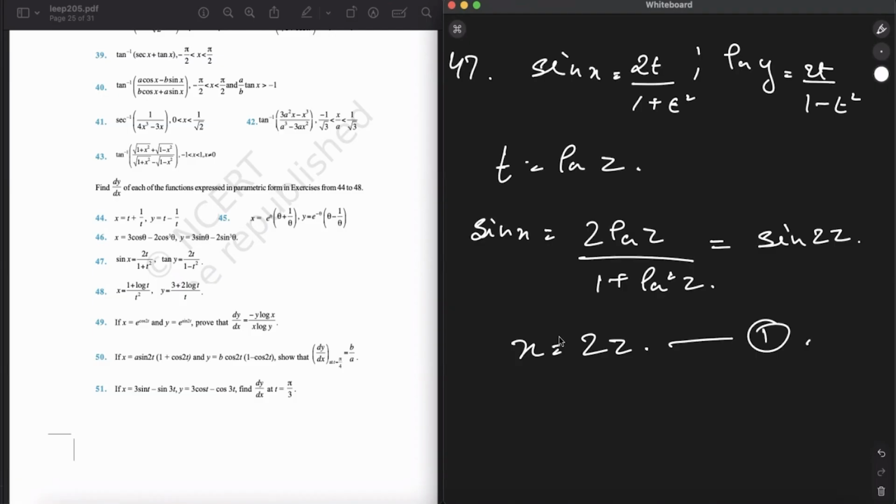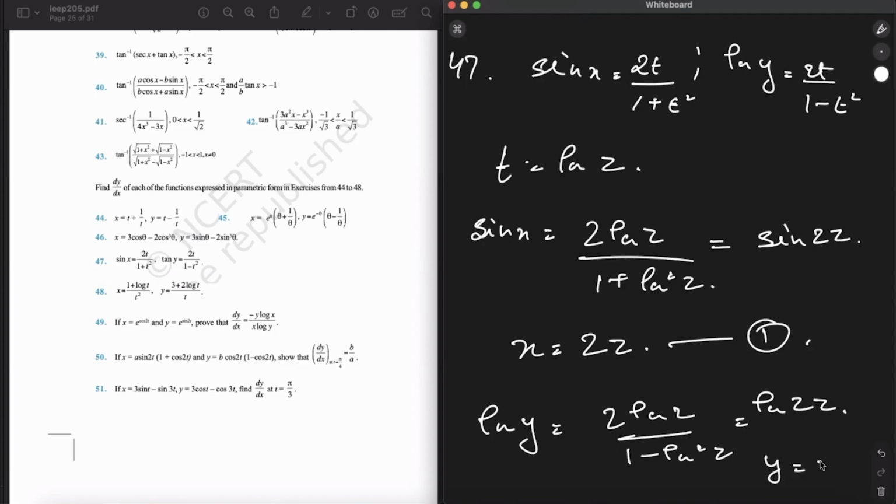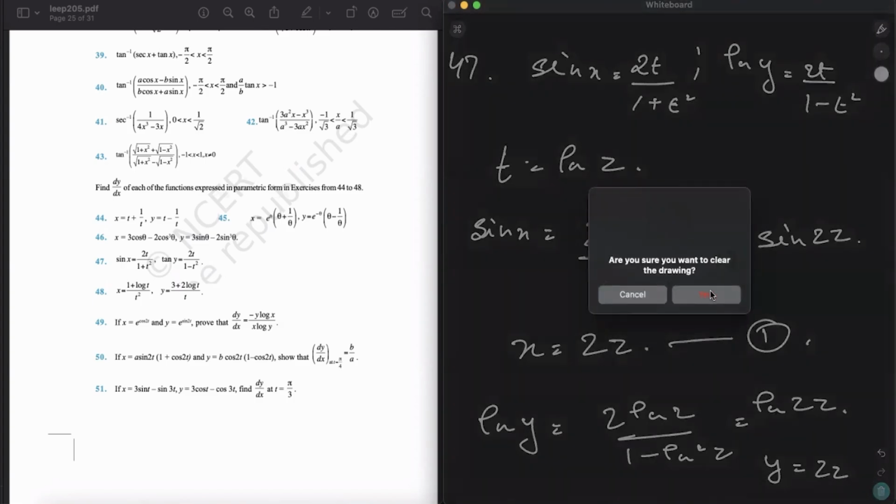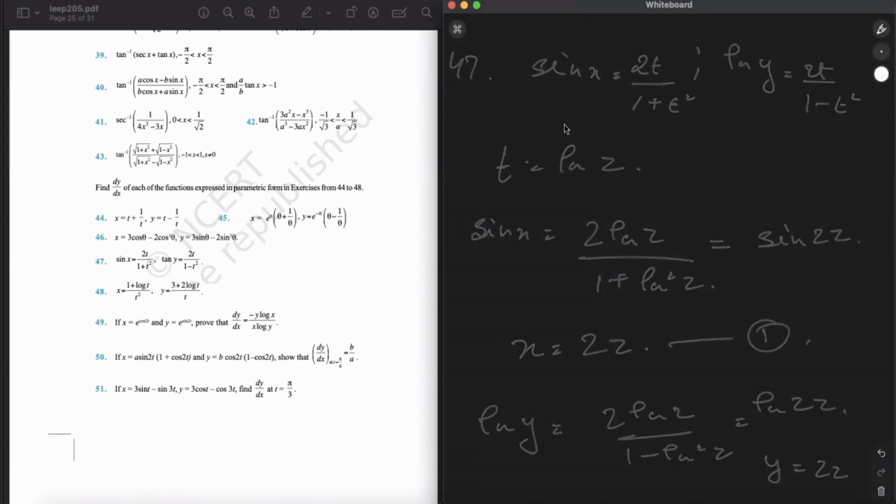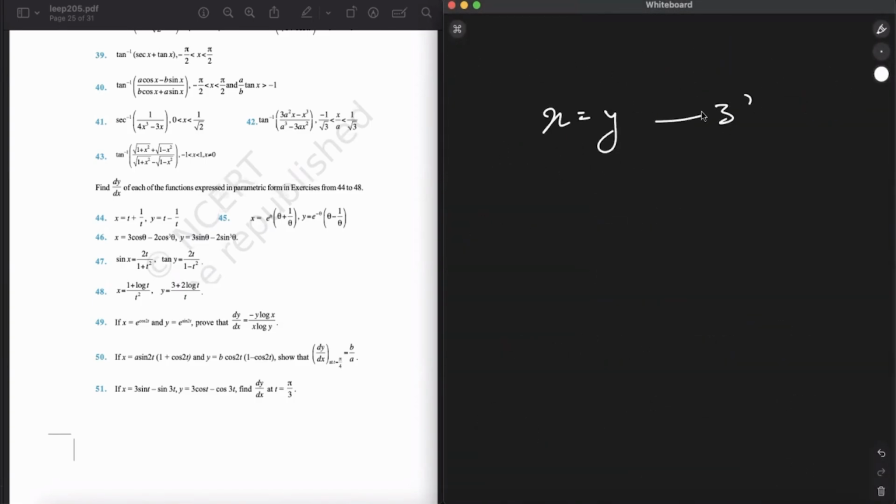And now moving forward, tan y is equal to 2 tan z upon 1 minus tan squared z, which is tan 2z. So y is equal to 2z. y is also equal to 2z. That means x is equal to y. This is your critical observation. So in that case, if you find dy by dx, what will it come out to be? 1. Simple answer.